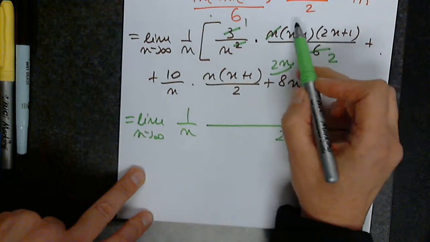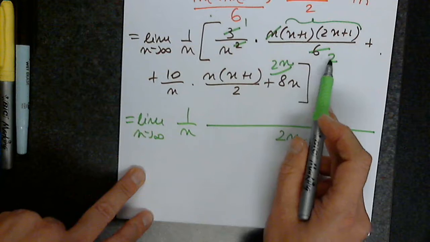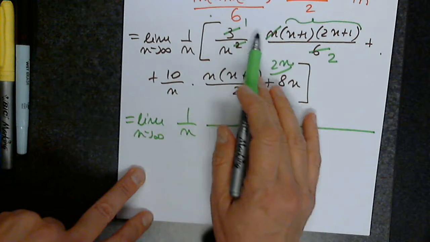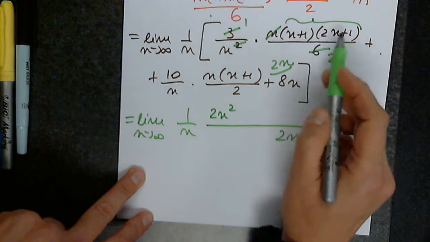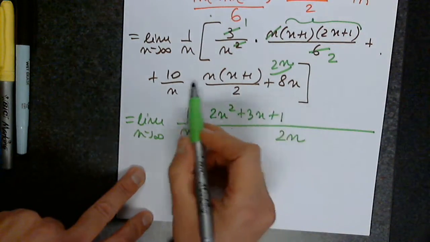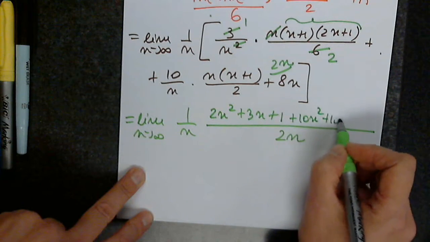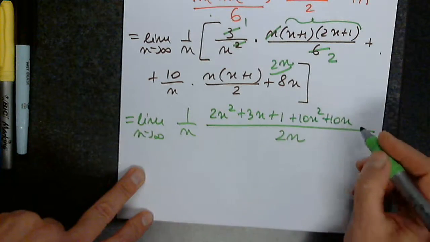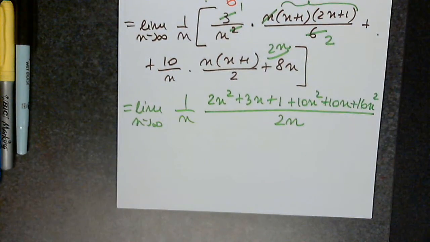So 2n, all I have to do is just multiply these two. There is nothing else left. There is 2n in the denominator, this is 1. So 2n squared plus 3n, very good, n plus 1. Excellent. There is the 2n in the denominator. All I have to do is say plus 10n squared plus 10n. And finally plus 16n squared. Very good. It's a good pick.